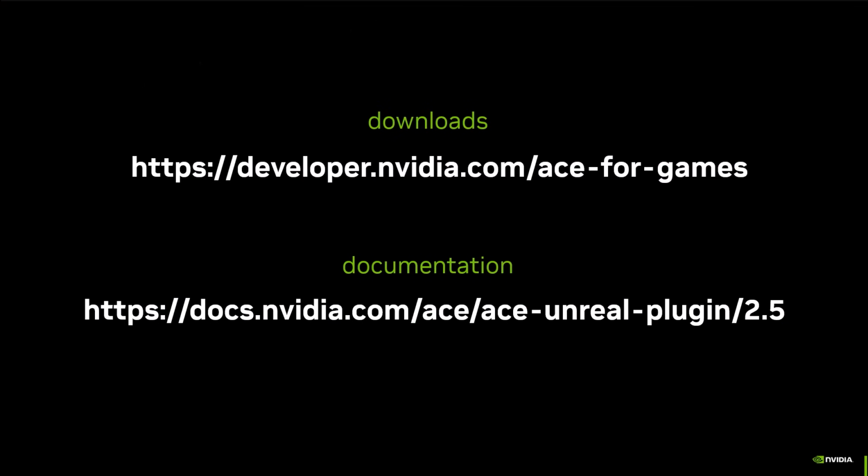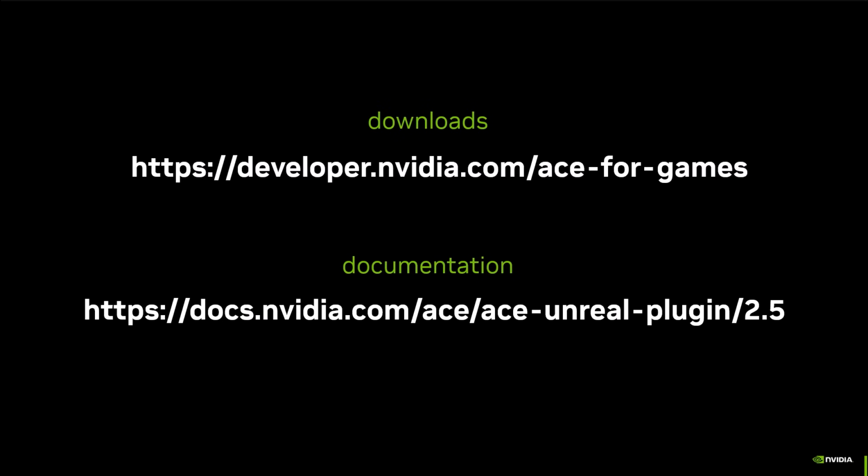The first part that is important is to download all of the plugins necessary to work in Unreal 5.6. So there are two links that you need to remember. First one is where you download all of the plugins, which is developer.nvidia.com ACE for games. I'll show you where to find this. And then after that, if you have any questions or you want to go deeper into how it works, you can look at the documentation, docs.nvidia.com ACE plugin 2.5, and I'll leave those links here for a second so that you can grab the addresses.